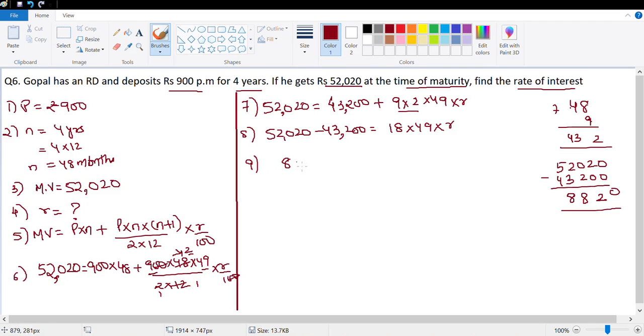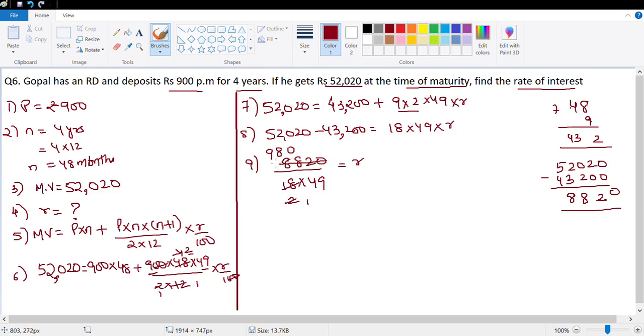So 8,820 upon 18 into 49 would be equal to R. That's correct. This is 8 plus 8, 16 plus 2, 18, which means this is divisible by 9. So 9 into 2, and this is 9 into 9 is 81. That's 72. So that's 9 into 8, 72 with a 0.